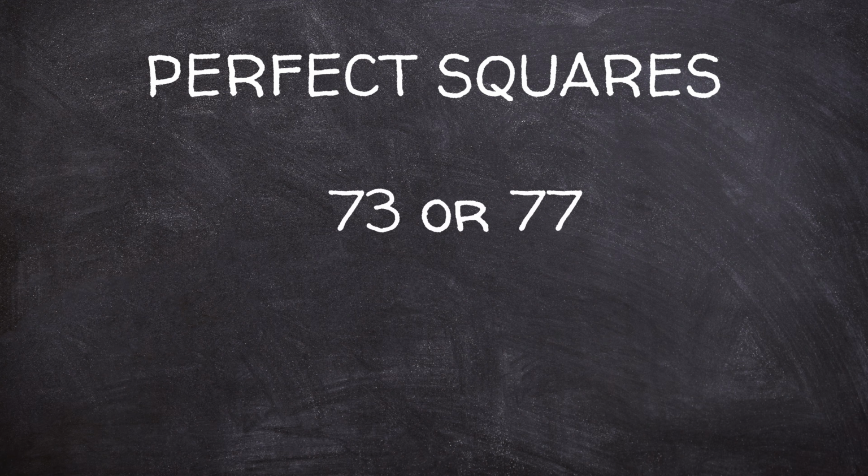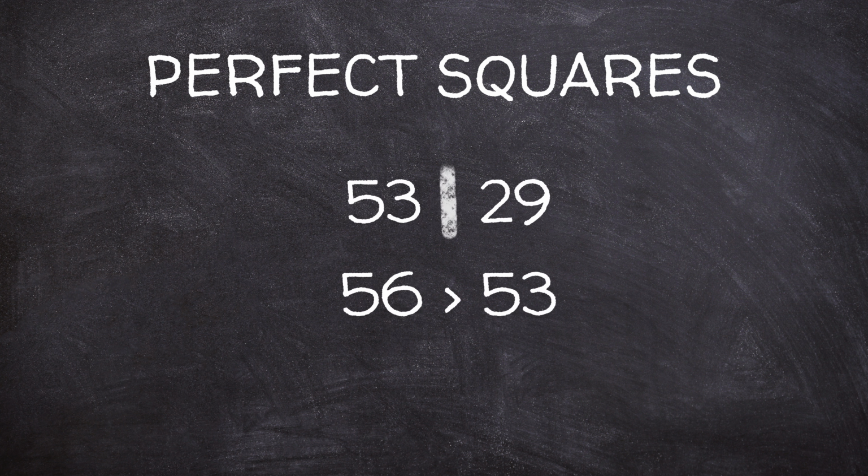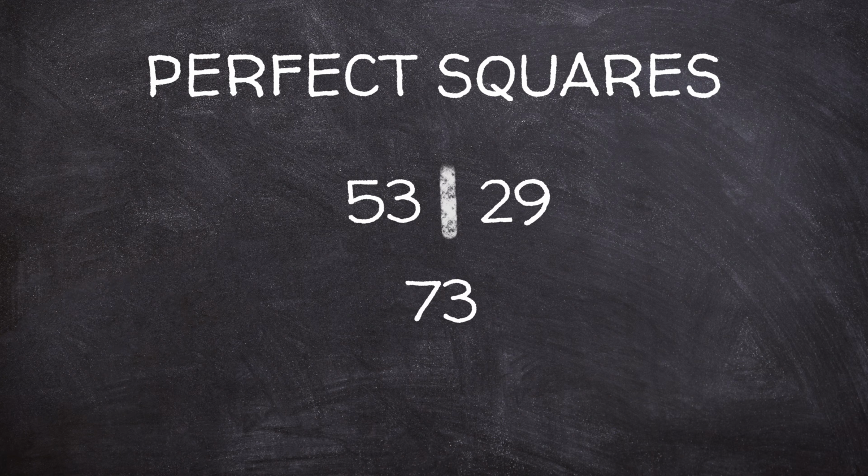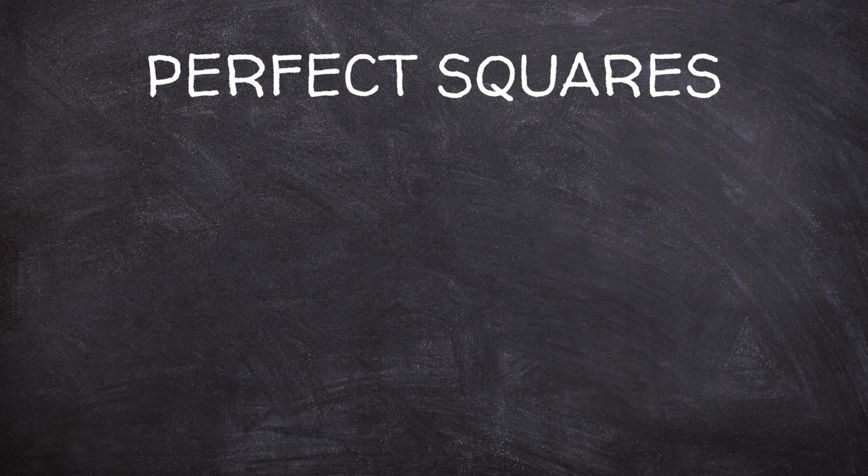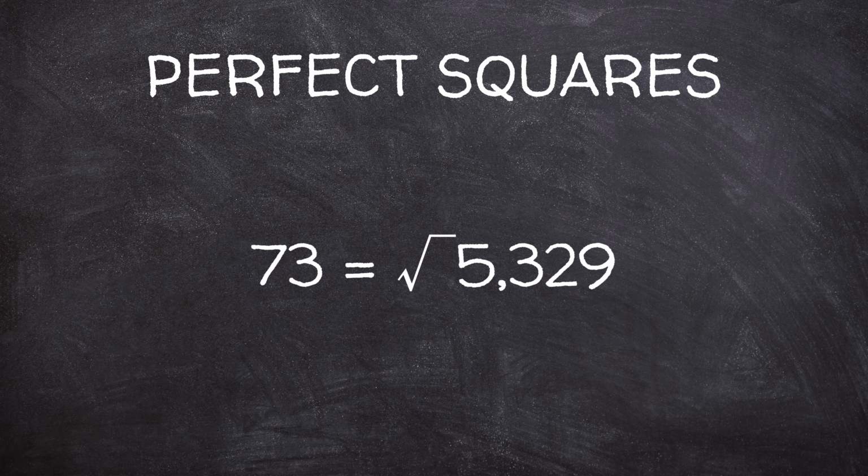Now use the trick. 7 times 8 equals 56. Compare 56 with 53. This time 53 is less than 56. So we take the lower possibility, 73. And 73 squared is 5329. So the square root of 5329 equals 73.